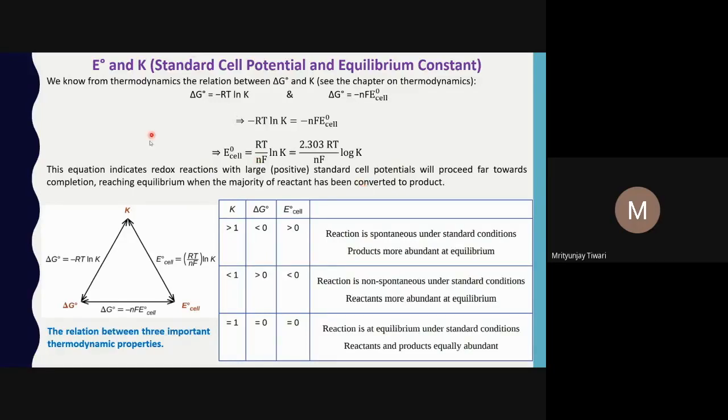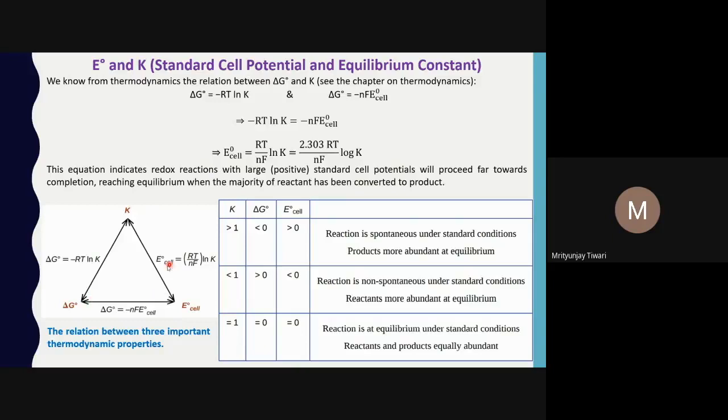Now these three things we can put on the three vertices of a triangle: K, the equilibrium constant, E naught cell, the standard cell potential, and delta G naught, the standard free energy change. The relation between delta G naught and E naught cell is delta G naught equals minus NFE. The relationship between delta G naught and K is delta G naught equals minus RT ln K. And between K and E naught cell, E naught cell equals RT divided by NF ln K.